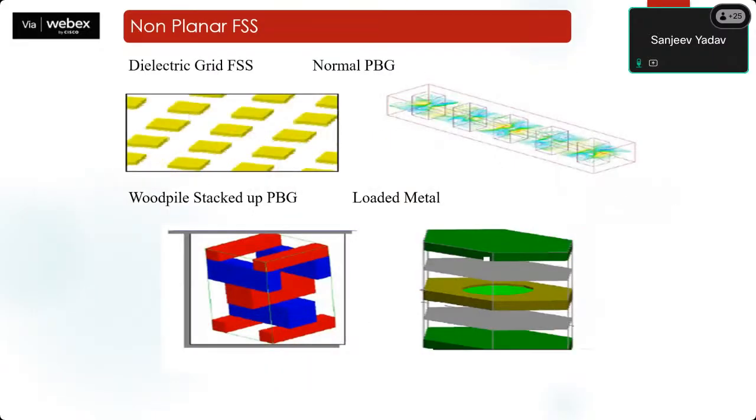And these are non-planar FSS. You can see here they extend in the X as well as the Y direction, and in some of them also in the Z direction. These are dielectric grids, normal photonic band gap, woodpile step photonic band gap, and the loaded metal. Here you can see that the multi-layered structures are there. So these are non-planar FSS.